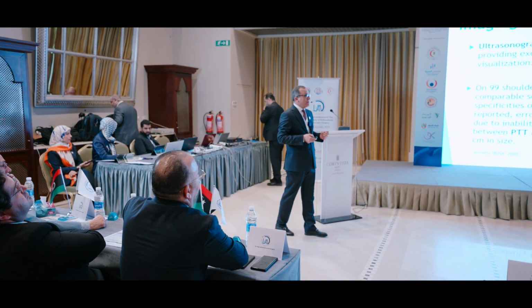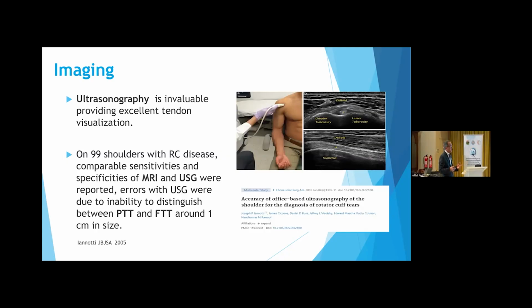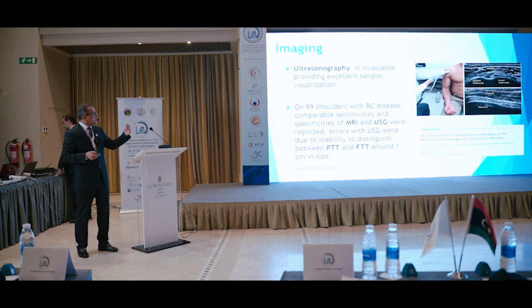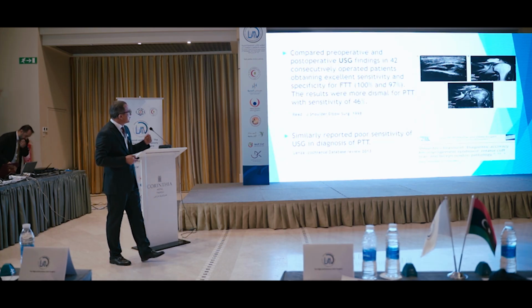We see here the imaging. We use ultrasound, which provides excellent tendon visualization in 99 shoulders with rotator cuff disease, with comparable sensitivity and specificity to MRI. There is a problem with ultrasound in the detection of partial thickness tears if they are more than 1 centimeter in size, as reported in the GBS.